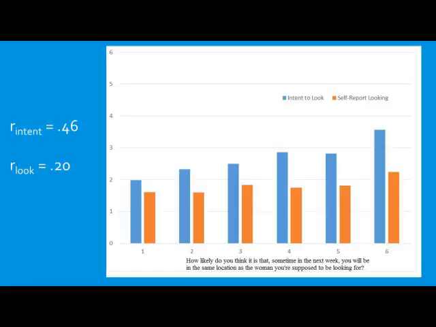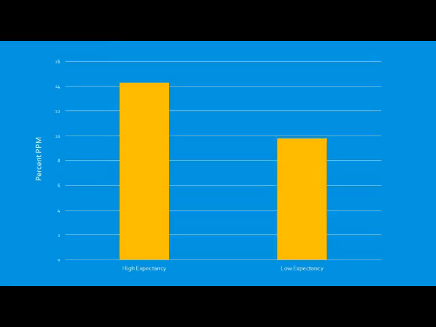and expectancy of encounter and actual looking behavior. And as you can see, expectancy reliably predicted looking intentions, but not self-reported looking. We think this is probably because by the time they took the follow-up survey, they didn't remember what their expectancy was. Now, as you can see here, when we manipulated expectancy of finding the person, most of the identifications came from people who were told that the woman was very near, whereas less identifications came from people with lower expectations. This is an important finding that we'll actually discuss toward the end of the talk.